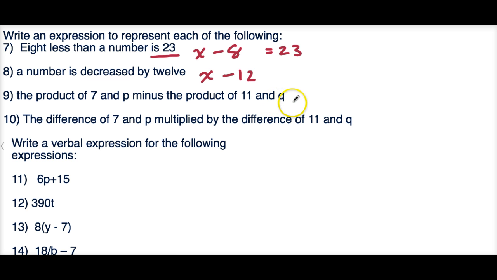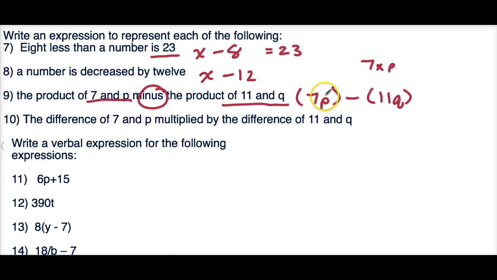Number 9, the product of 7 and P minus the product of 11 and Q. So we have 2 things happening. We have the product of this one, and we have the product of this, and then we're taking away those 2 things. So this is going to be some grouping for us. So the product of 7 and P, which is going to be 7 times P, minus the product of 11 and Q. And I'm putting them next to each other like this because that represents 11 times Q in 6th grade, getting into more advanced algebra. You could have said 7 times P, but I'm looking for getting into this fashion.